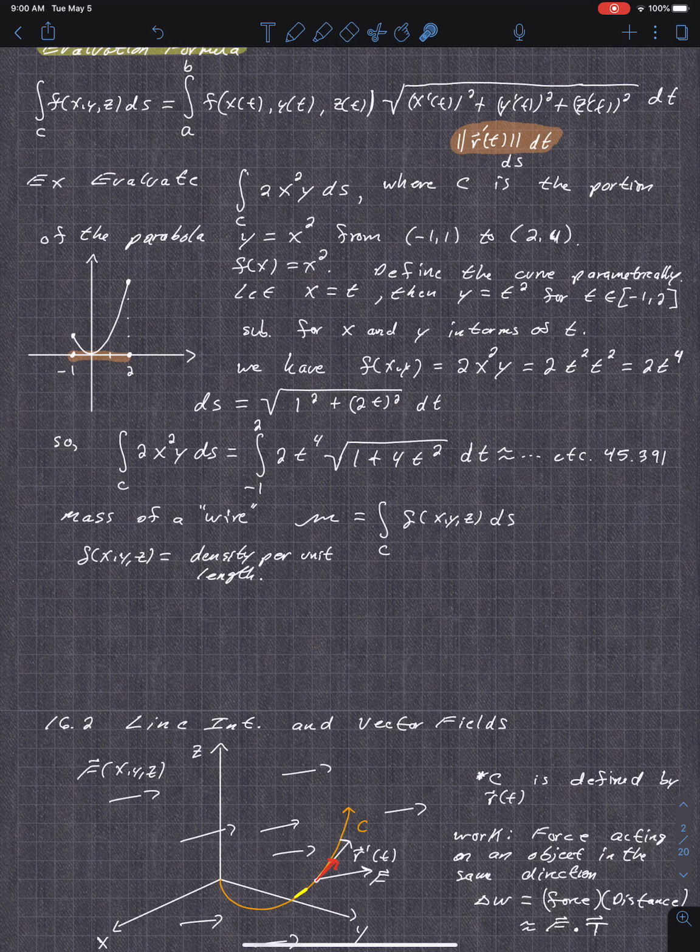So here's your ds. Each of the derivatives: for x, it would be just 1, and for y it'll be 2t. And then you square it. 1 squared plus 2t squared, square root, dt. So this is your ds right here.